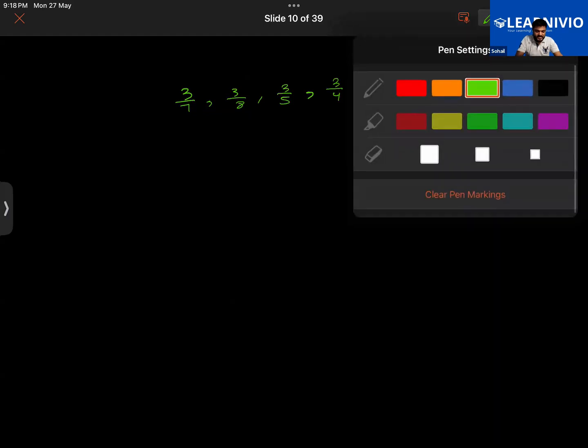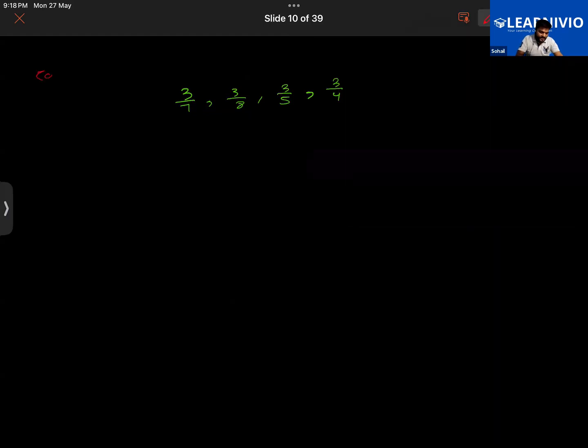Now say that the numerators were the same, for example, you have 3 upon 7, 3 upon 8, 3 upon 5, or 3 upon 4. Let me write the case. The case is ordering fractions with the same numerator.